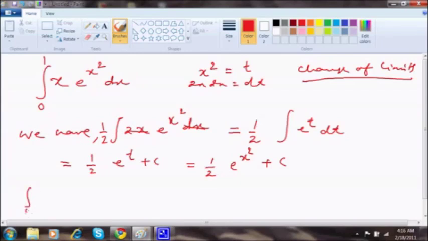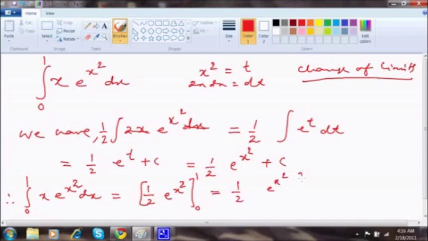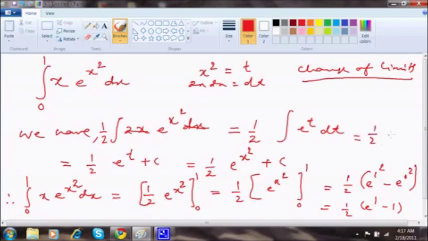Now finally, I'll look at the limits. Therefore this is equal to 1 by 2 e to the power x square, 0 to 1. As I told you, in a definite integral the plus c won't remain. I was doing indefinite, so plus c was here, and as I have made it a definite integral by putting the limits, plus c won't remain. Now 1 by 2 is a constant coming out. So this is 1 by 2 into e to the power 1 square minus e to the power 0 square. This is e to the power 1 minus 1. So this is 1 by 2 into e minus 1.